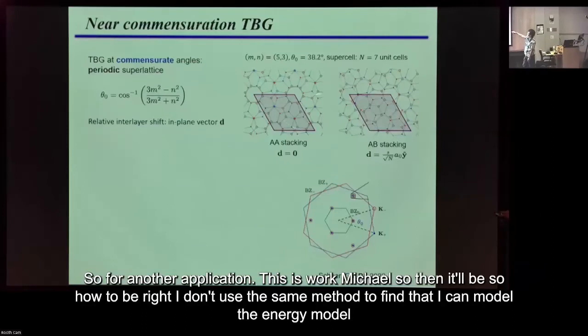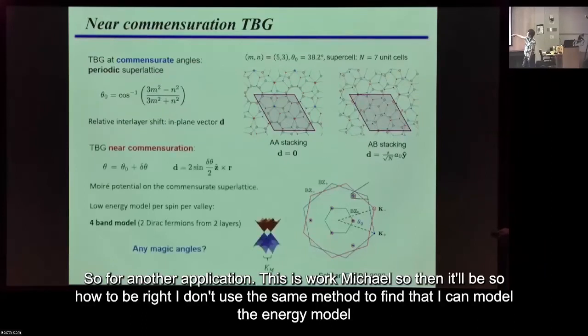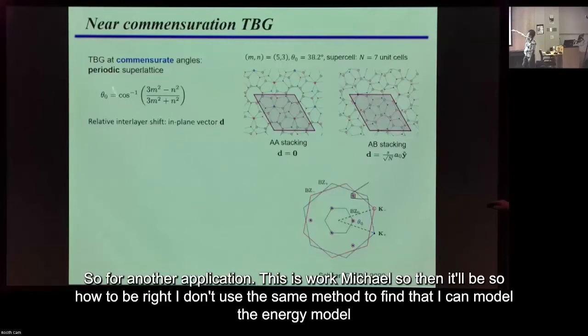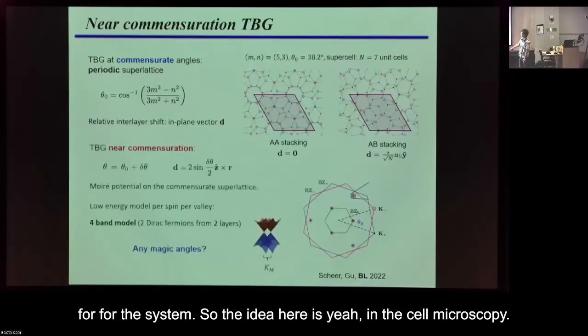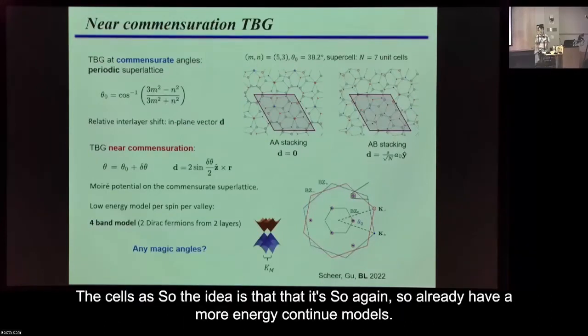So the idea here is that, in general, at certain twist angles given by this formula, your lattice is still strictly periodic. For example, in this case, at about 38.2 degrees, you could have a new periodic lattice with a supercell of n equals 7 microscopic unit cells. And so if I twist a little bit away from this magic angle, then it's basically a moiré system of the supercell. So again, similarly, you can have a moiré pattern and a low energy continuum model.